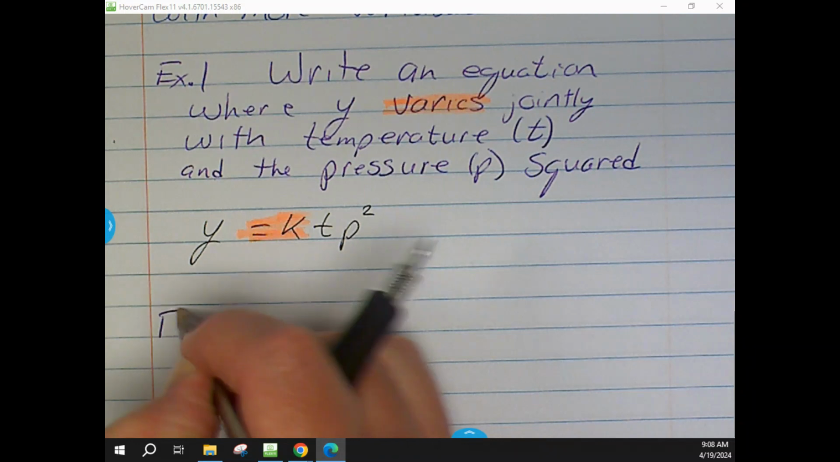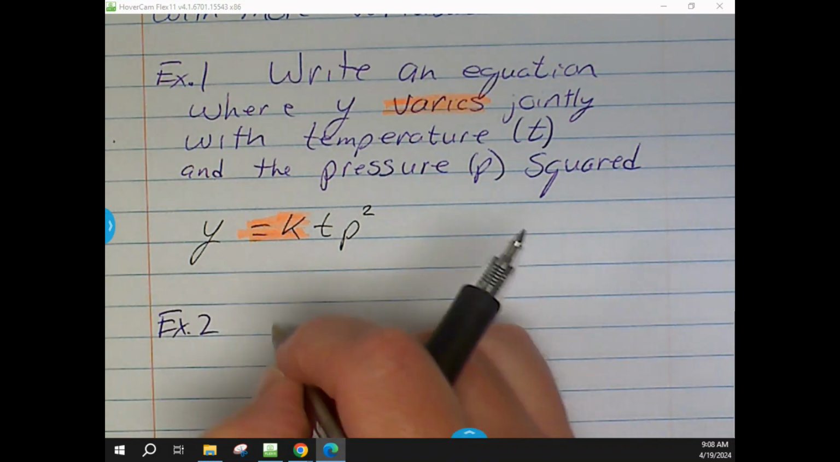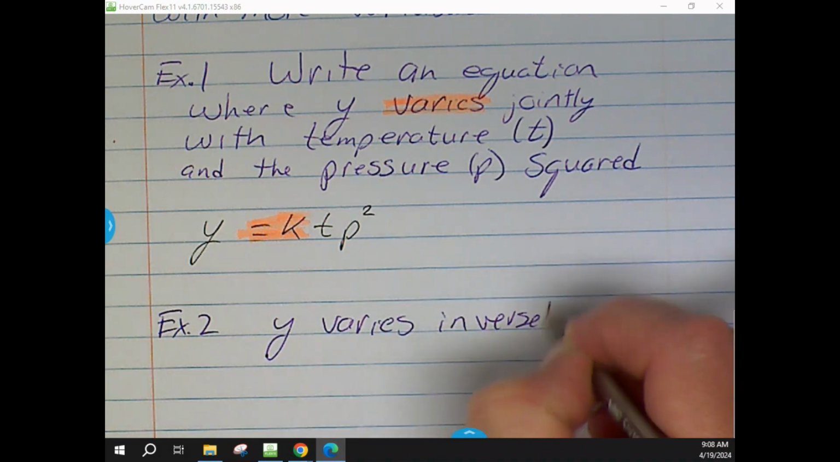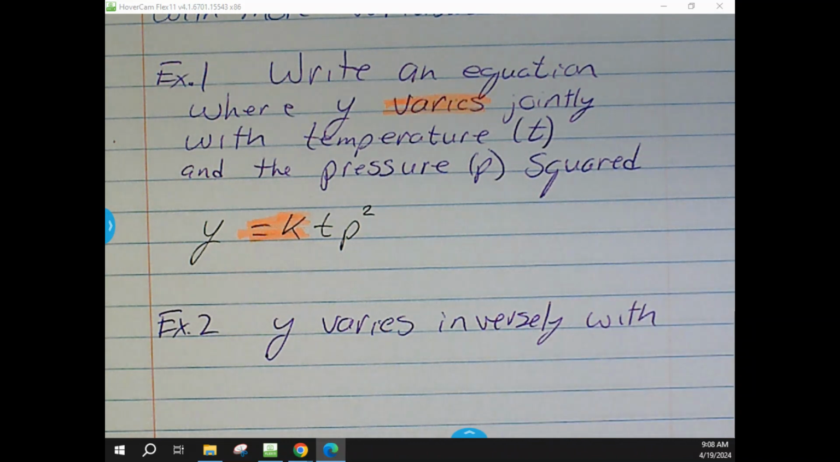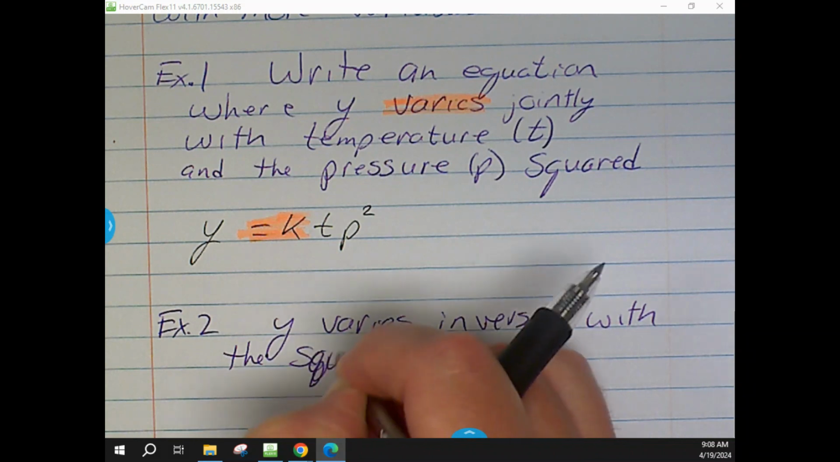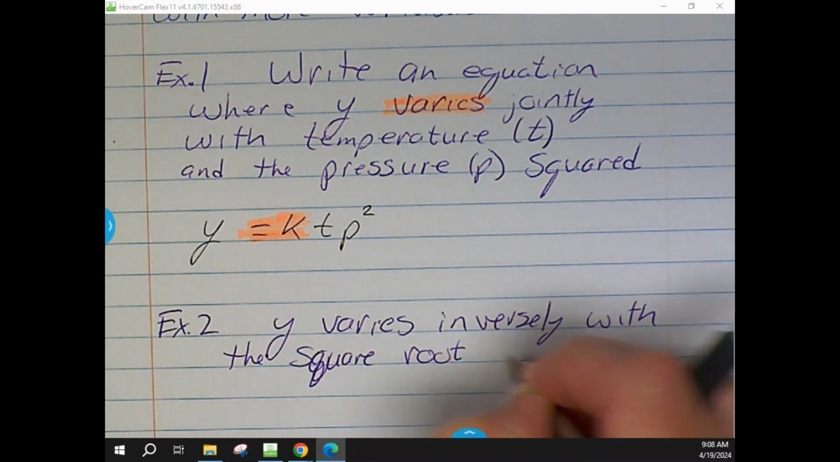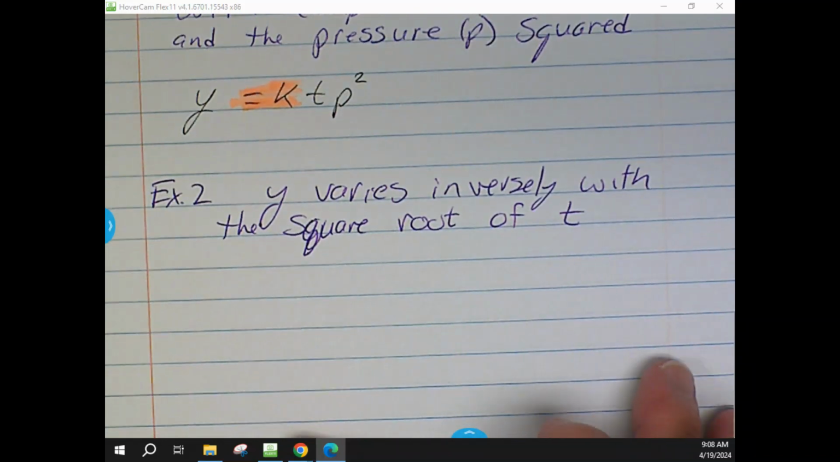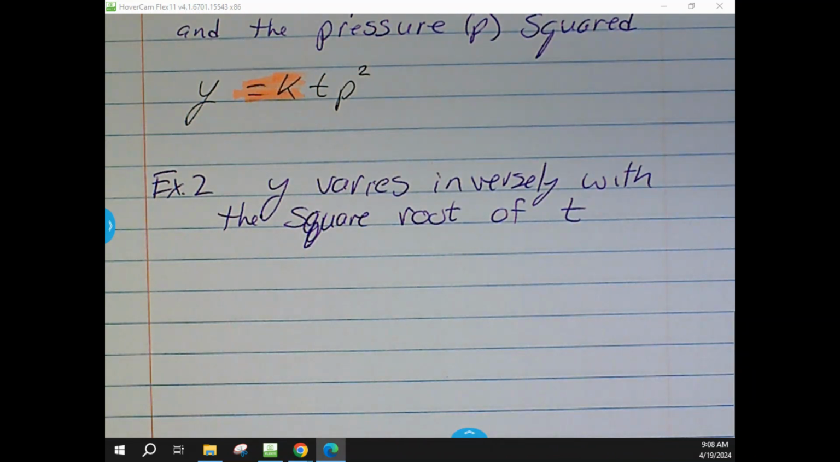All right, so let's give you one with the inverse here. Let's do y varies inversely with the square root of t. We have to keep on this paper because I only have 8 pages left in my notebook. I got one more example after this.